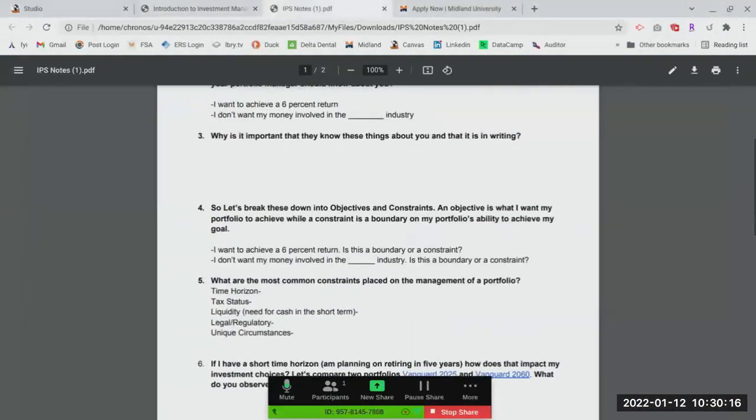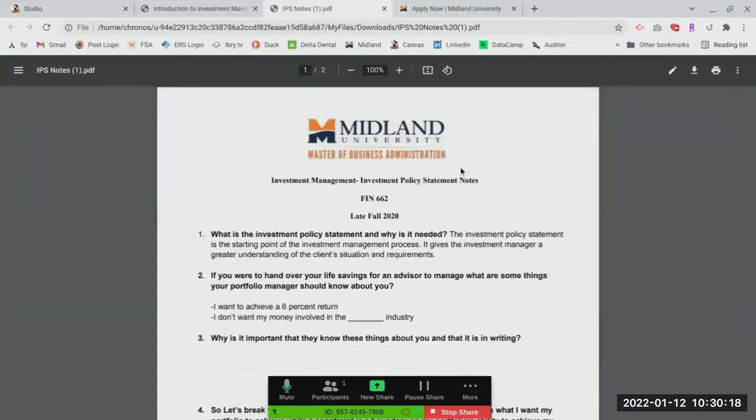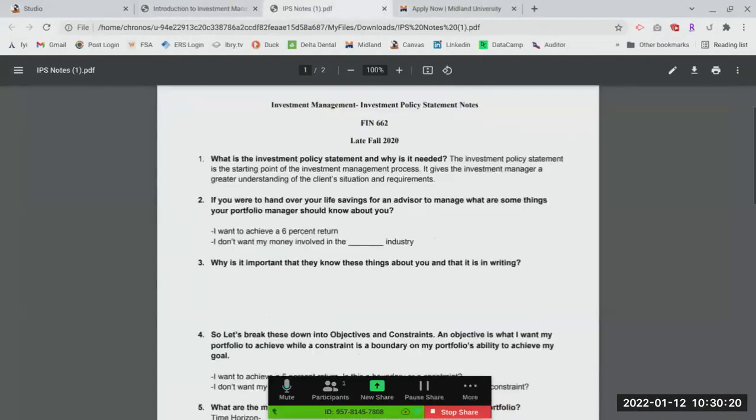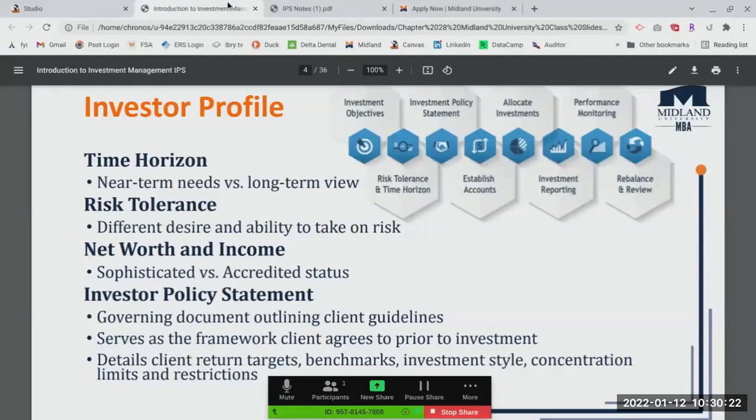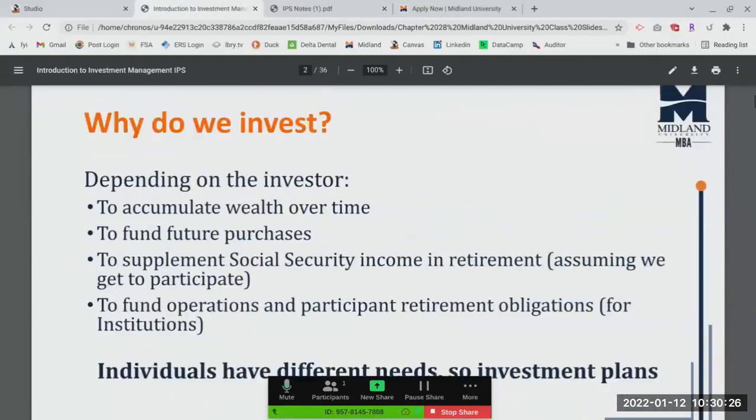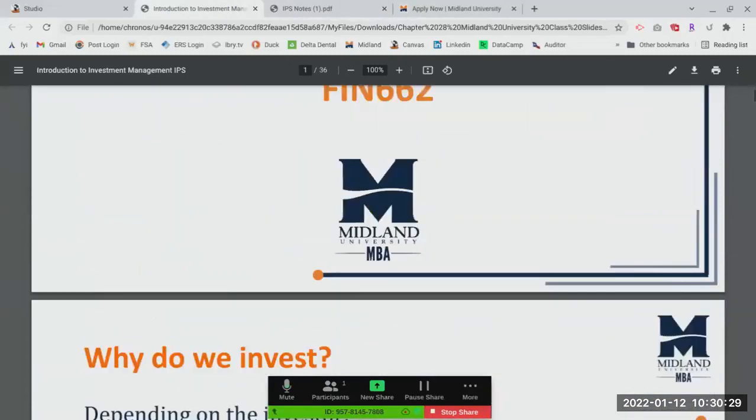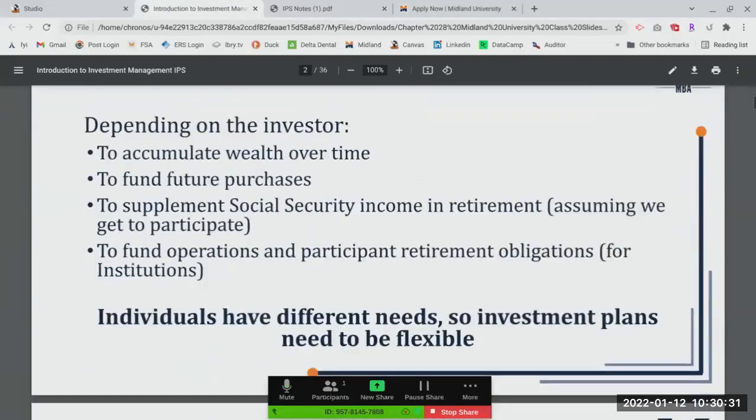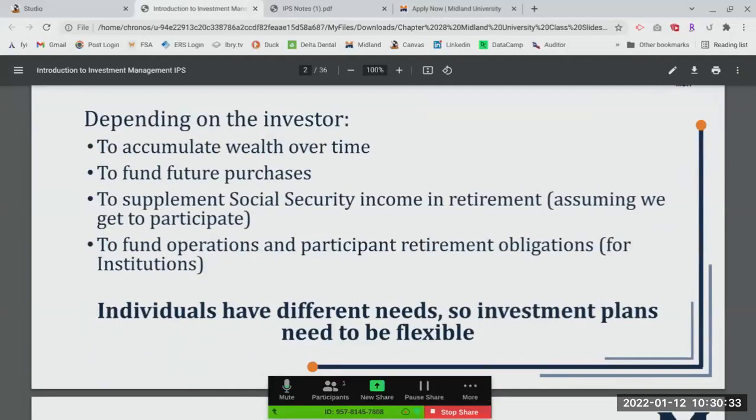Let's go ahead and do our IPS notes. Just going to give you a brief overview here. You can also pull up the slides we have for chapter 28 as well. The slides, I really encourage you to go through them. They're going to help you build your IPS and help with your project.